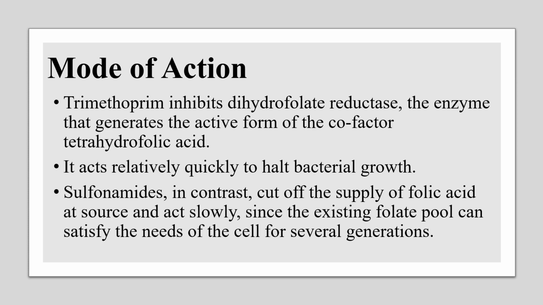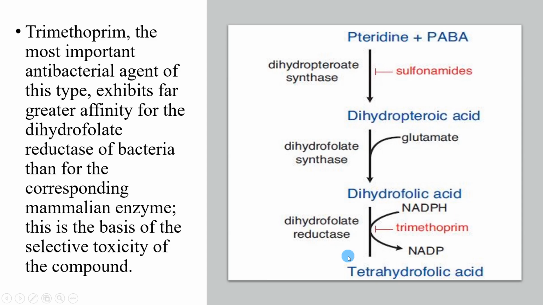So let's talk about its mode of action. Dihydrofolate reductase is an enzyme which is responsible for the conversion of dihydrofolic acid to tetrahydrofolic acid. Here we can see. Trimethoprim inhibits the action of this enzyme dihydrofolate reductase, and this inhibition results in the inhibition of DNA and RNA synthesis, and so ultimately it inhibits cell growth and division.